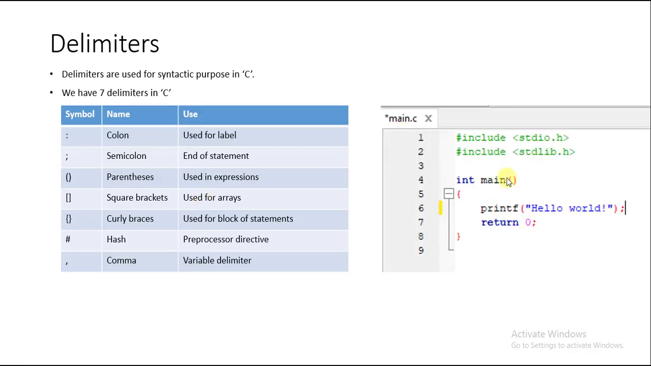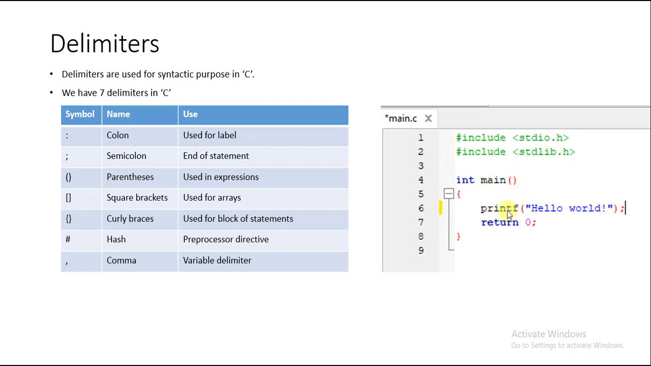This was the program that we have seen in previous video. So in these delimiters, colon is used for label in switch case, and here square braces are used to declare arrays. So these two we are going to discuss in upcoming videos. Second one, semicolon. As we know, every statement in C will end with a semicolon, and this we have already seen in previous program. See, every statement has a semicolon, and parentheses are used for expressions. So these parentheses were used in this program already after function.